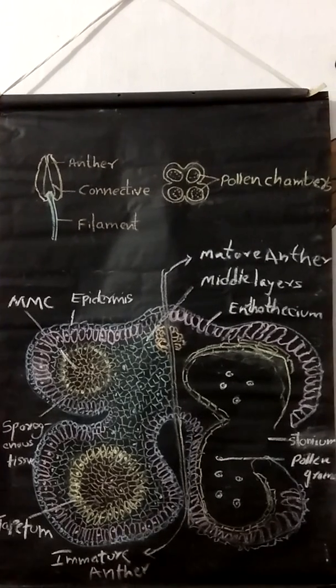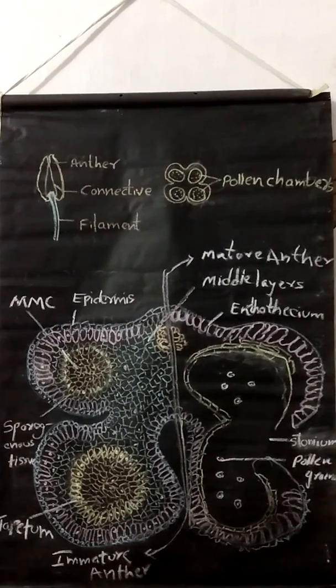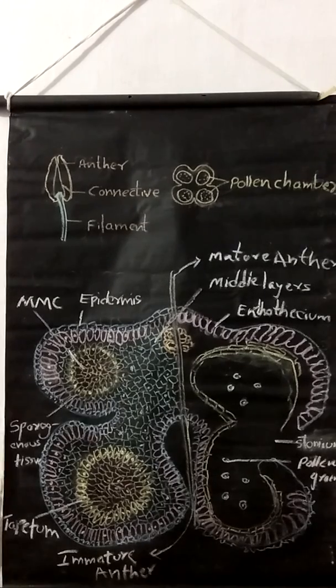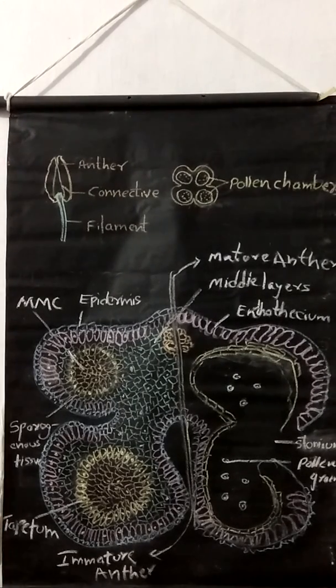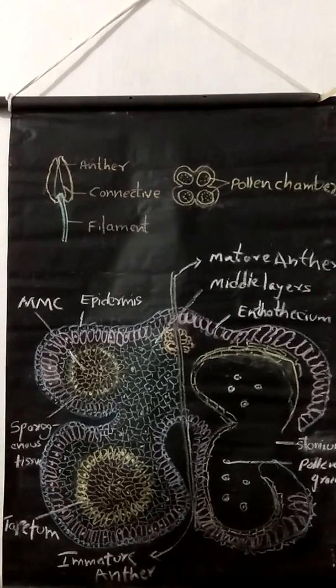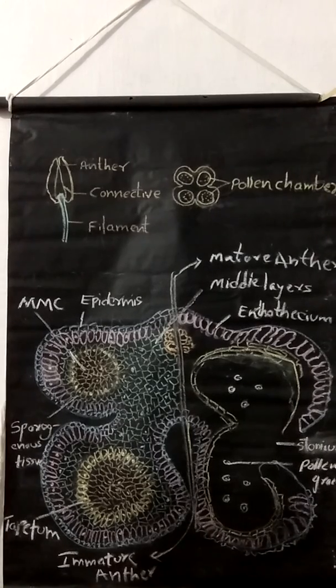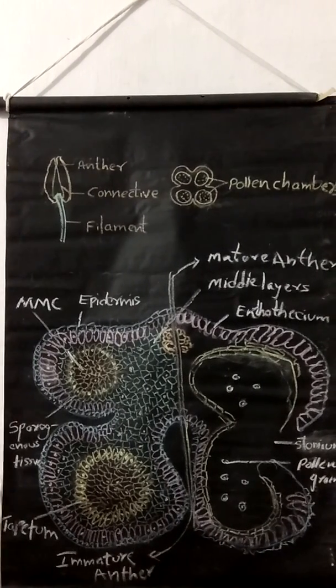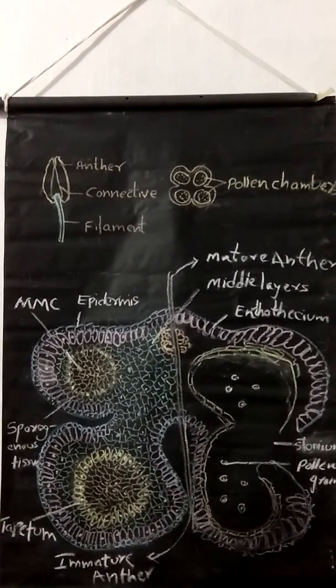And there are 2 types of tapetum: amoeboid tapetum and secretory tapetum. These 2 types of tapetum are seen in the angiosperms. So, the tapetum, its types, and their functions we will see in detail in the next video class.